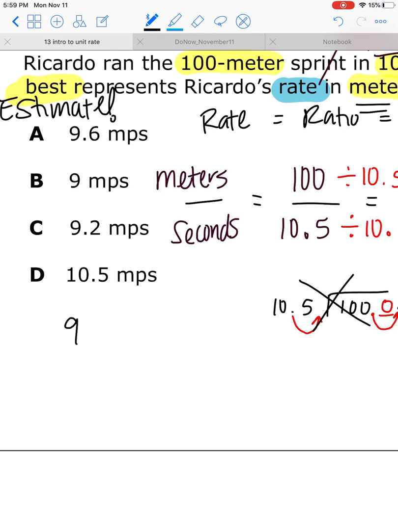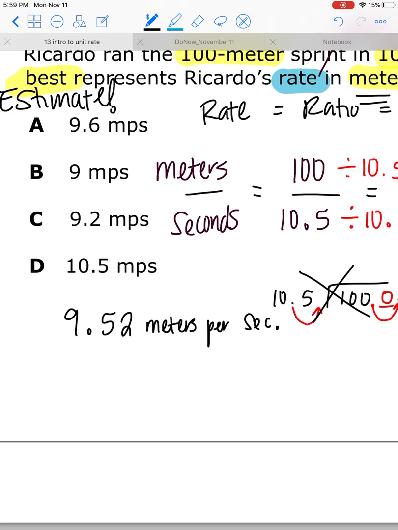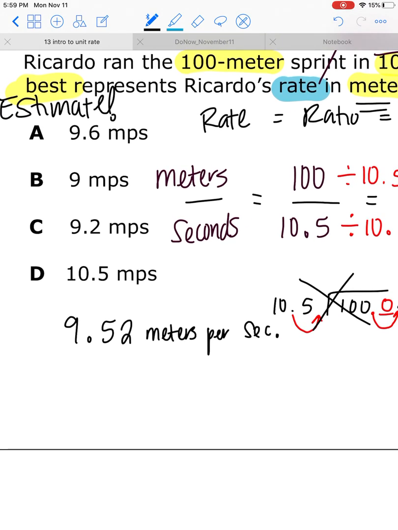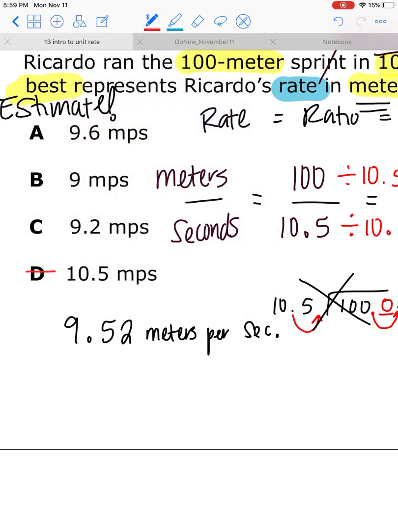Okay, so I have 9.52 is how many meters per second that Ricardo can run, right? Well, right off the bat, I can eliminate 1. And to me, that's option D. Not even close to 9.52. Okay, we're going to round though.